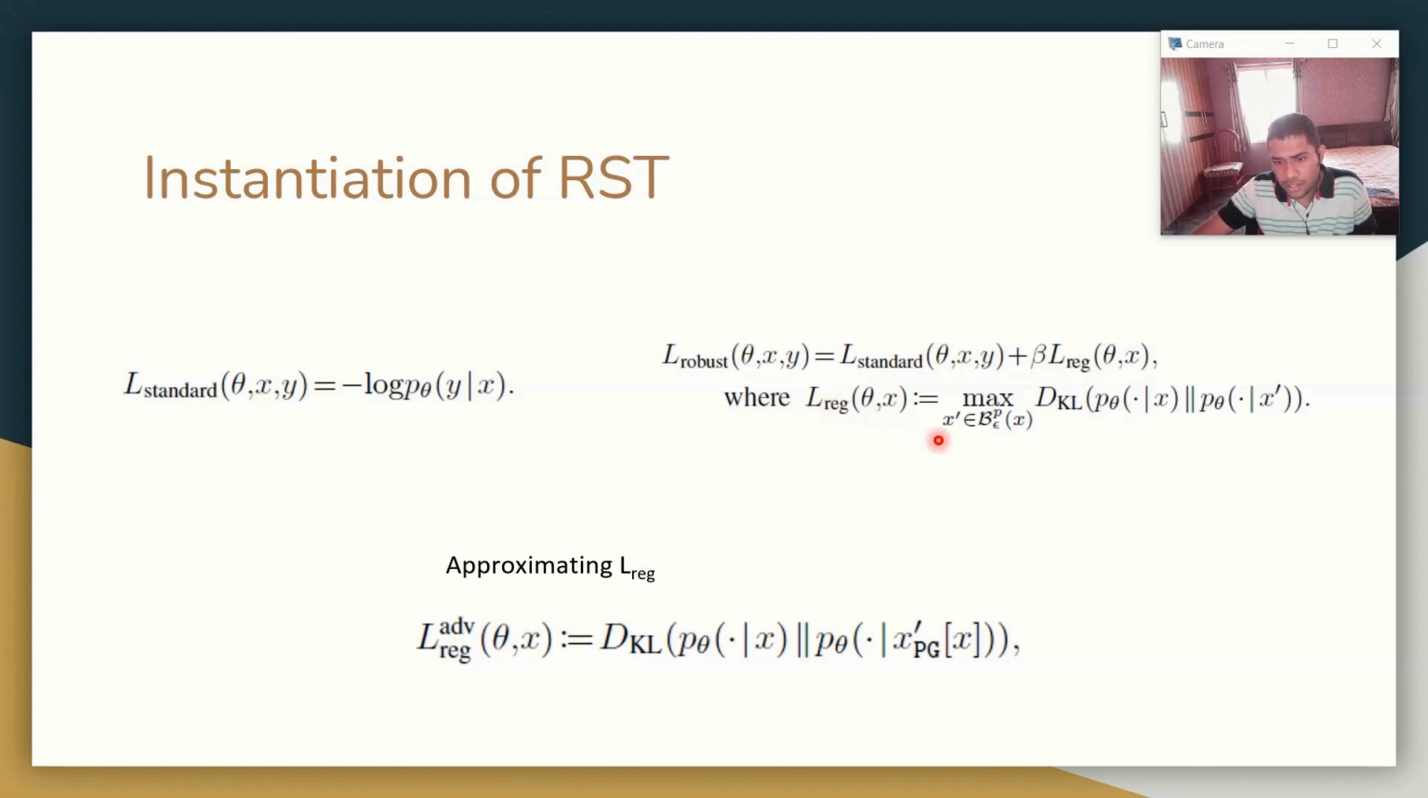And over here, L regularization is basically the Kullback-Leibler divergence loss between the probability distribution of the original input and the perturbed input. The perturbed input is perturbed by some perturbation in some norm space, which we defined earlier. Basically we approximate L regularization using this particular term, which is the Kullback-Leibler divergence between the original data distribution and the projected gradient of that particular input. So this is how the L regularization is defined.